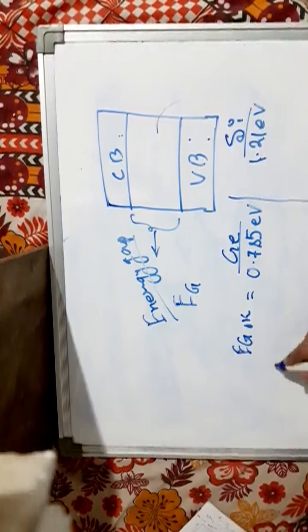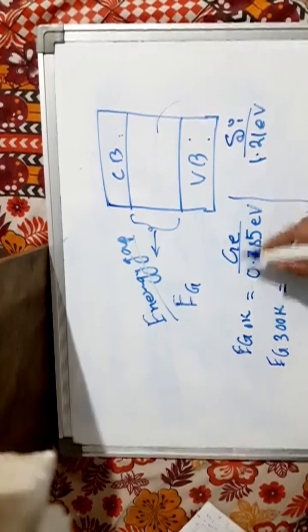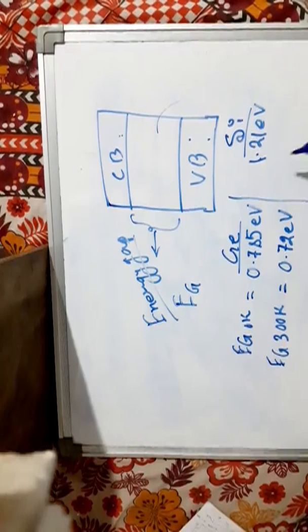And the energy gap at 300 Kelvin, that is at room temperature, the value for germanium is 0.72 electron volt, and for silicon it is 1.1 electron volt. You need to remember these values at ambient and room temperatures, and we will solve the numerical problems later.